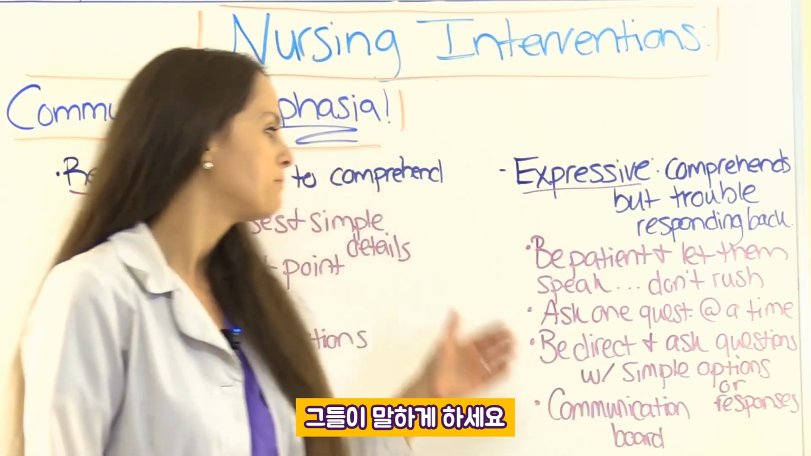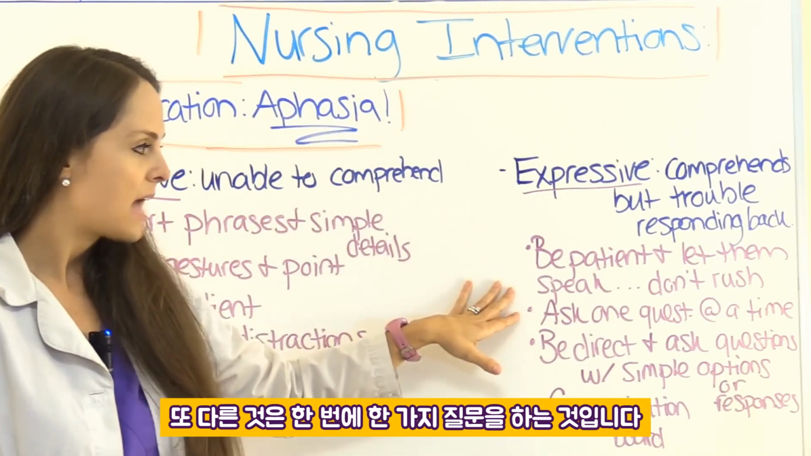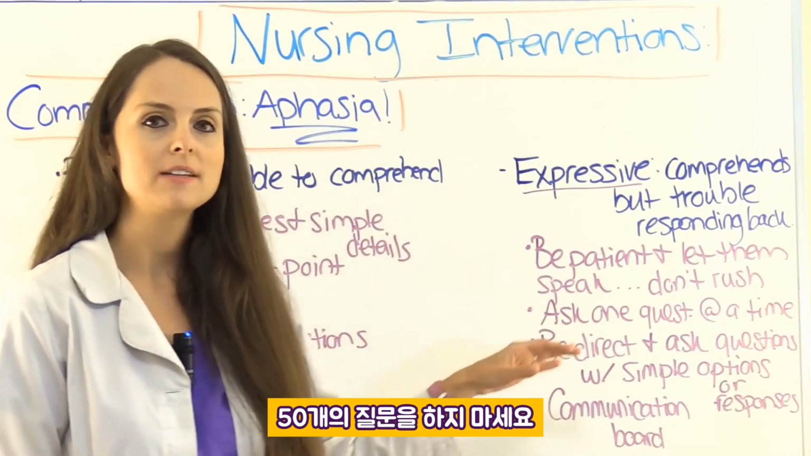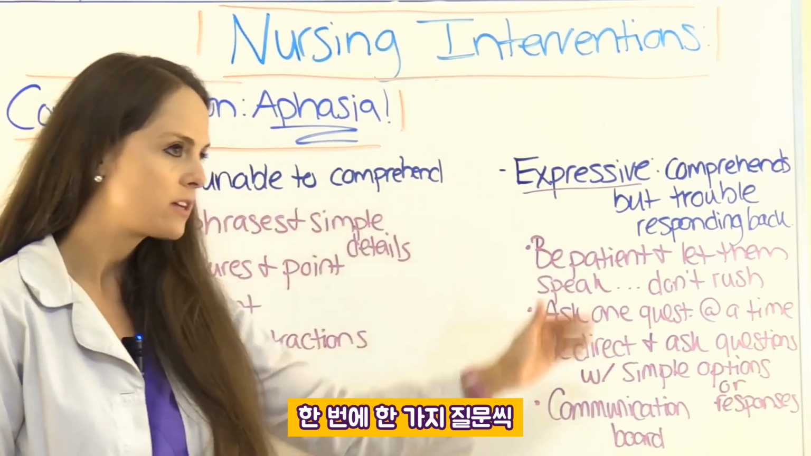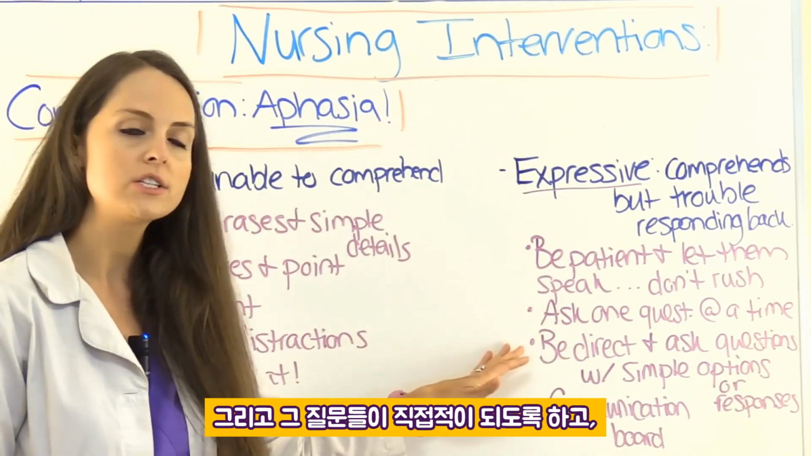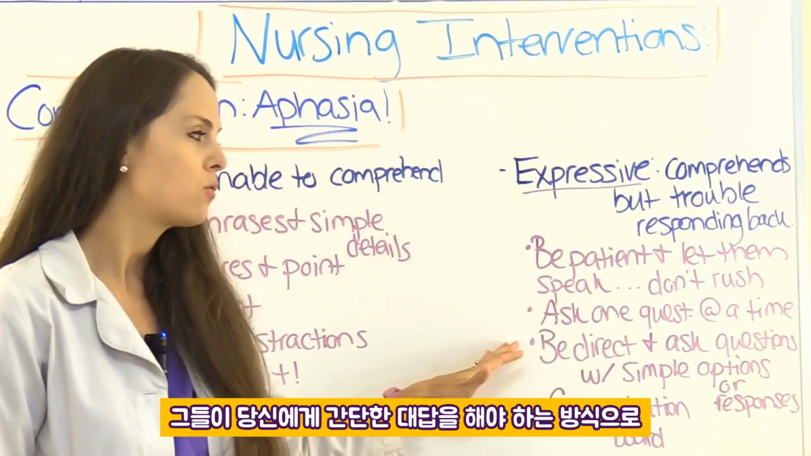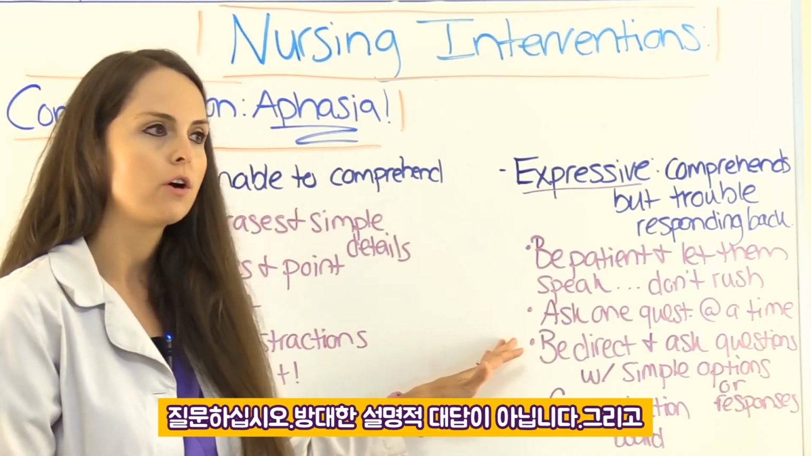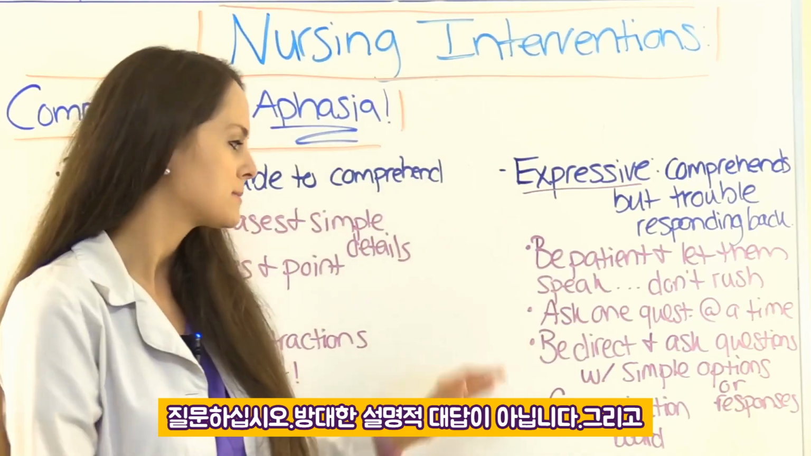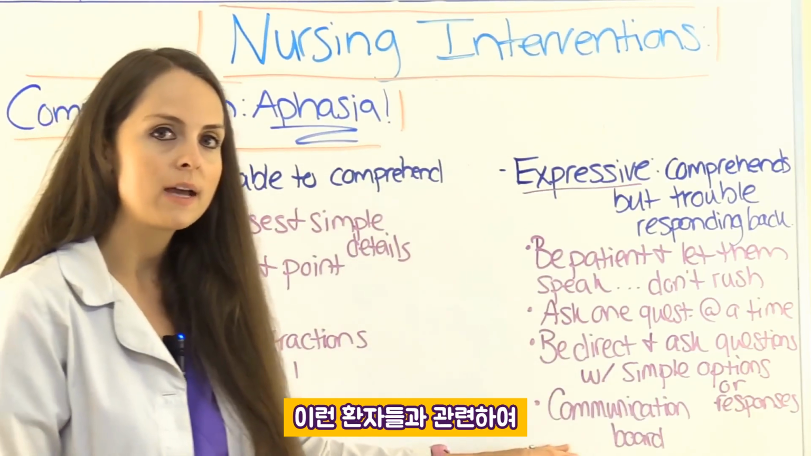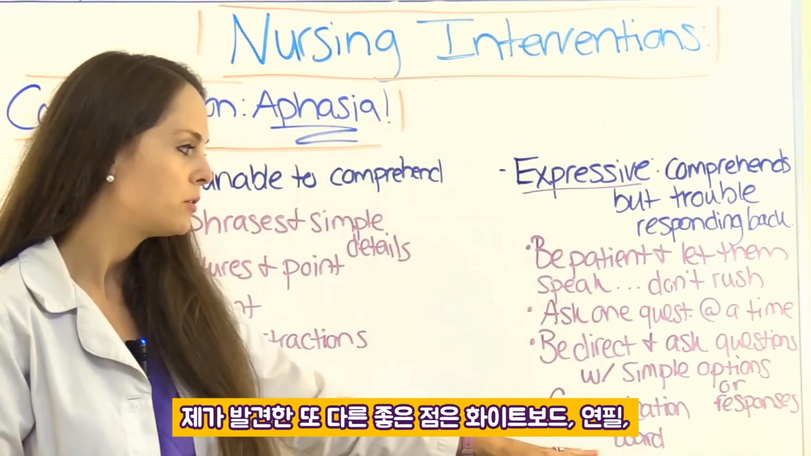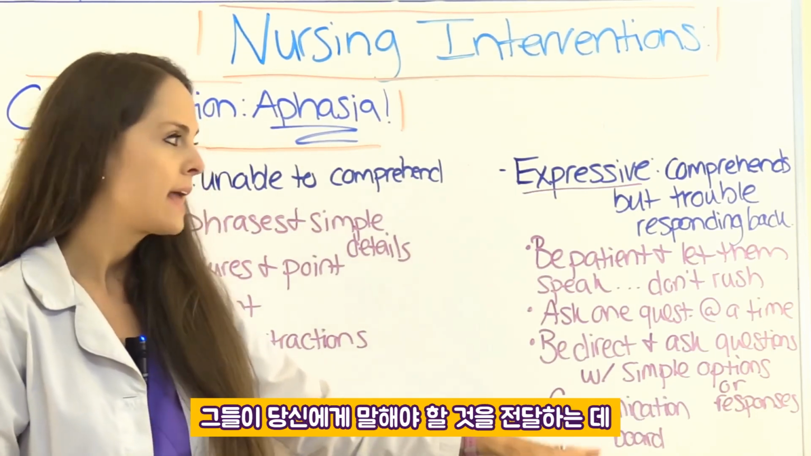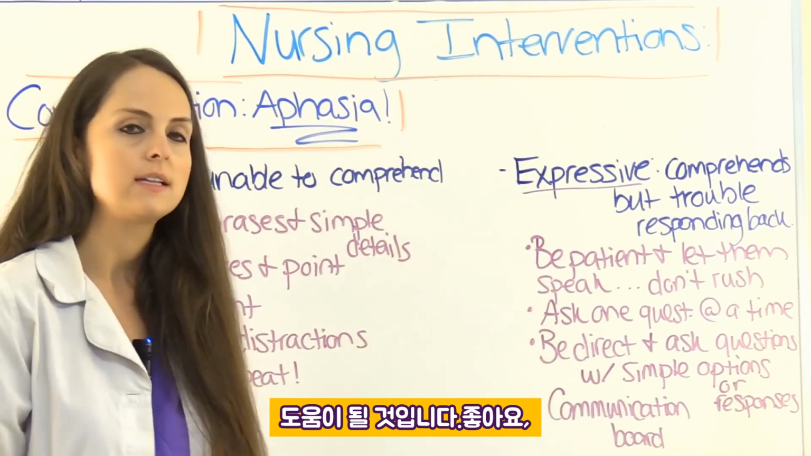Let them say it. Another thing is ask one question at a time. Don't ask them 50 questions where they have to give you 50 responses. One question at a time. And let those questions be direct, and ask the question in a way where they have to give a simple response to you, not a huge descriptive response. And another great thing with these patients I've found is to use a communication tool like a dry erase board, pencil, piece of paper, and that will help them communicate what they need to tell you.